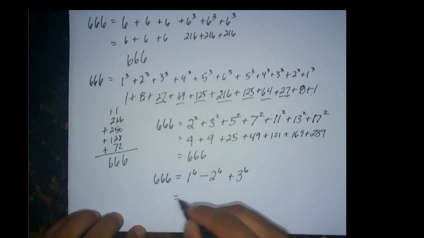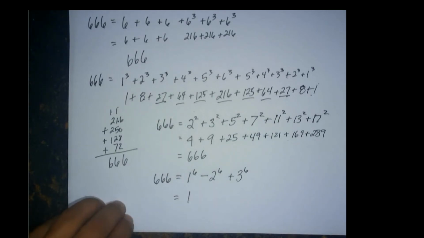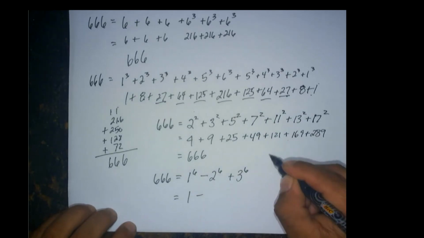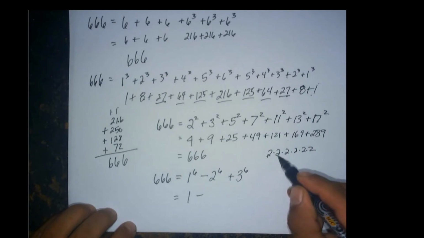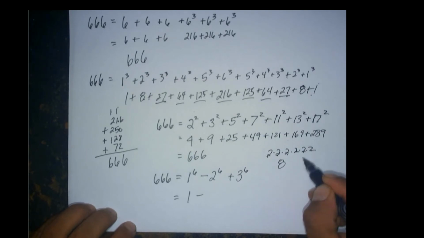I'll help you do this one. This one's 1. 2 times 2 times 2 times 2 times 2 times 2. 2 times 2 times 2 is 8. 2 times 2 times 2 is 8. What's 8 times 8? 64.